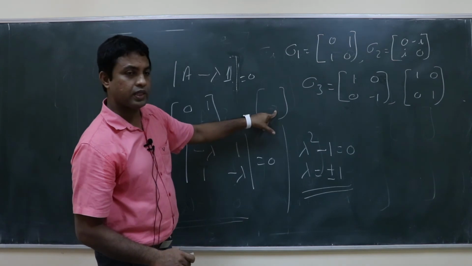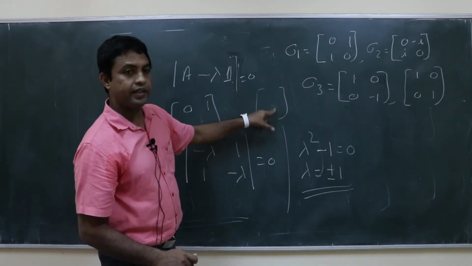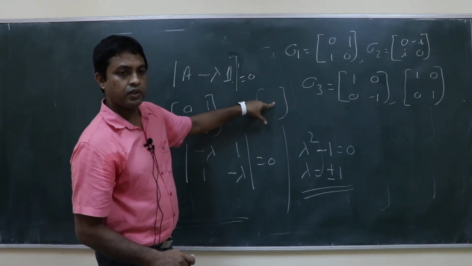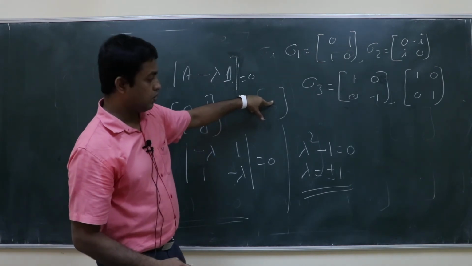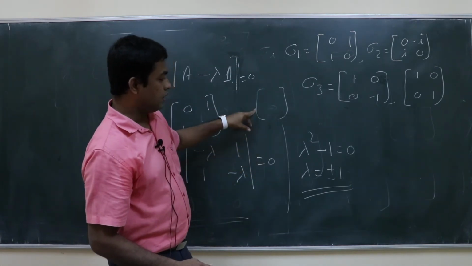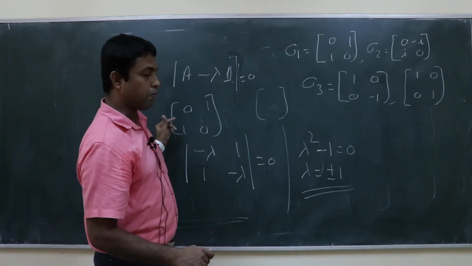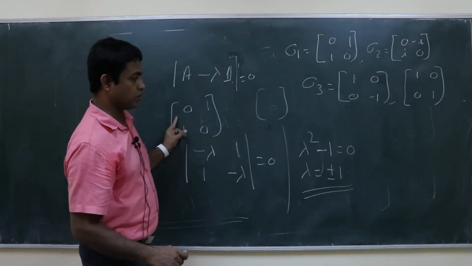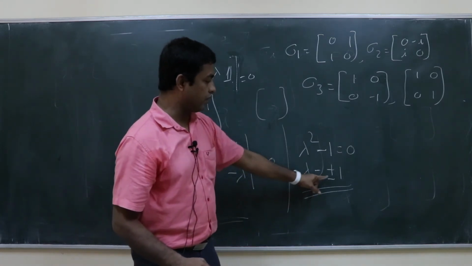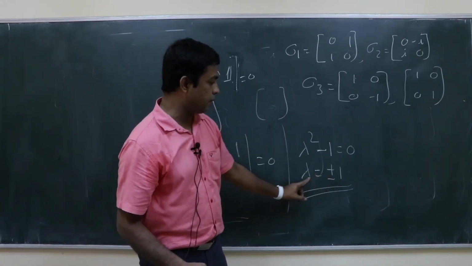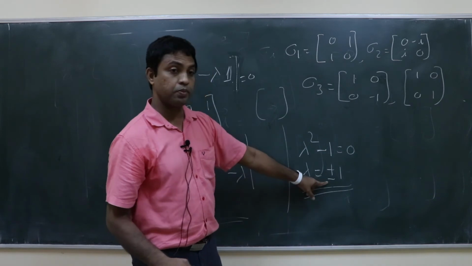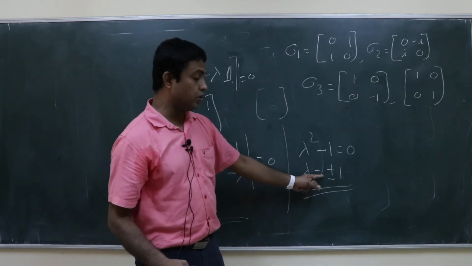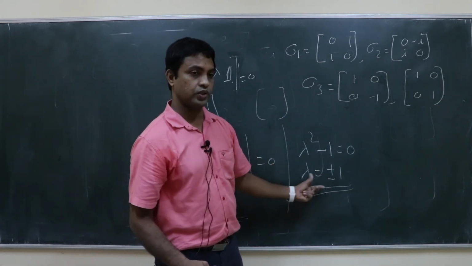In general, for any matrix, the trace will be equal to the sum of the eigenvalues, and the determinant will be equal to the product of the eigenvalues. In this case the determinant of this matrix is minus 1, right? The product of eigenvalues, lambda 1 is plus 1 and lambda 2 is minus 1, so the product is minus 1. And the sum of the eigenvalues, plus 1 plus minus 1, is 0.